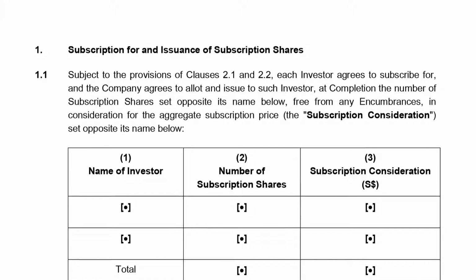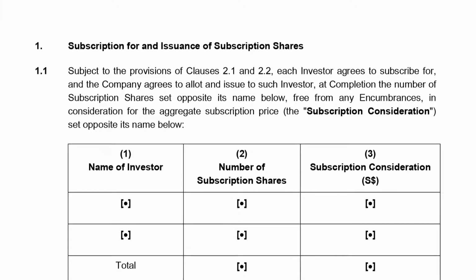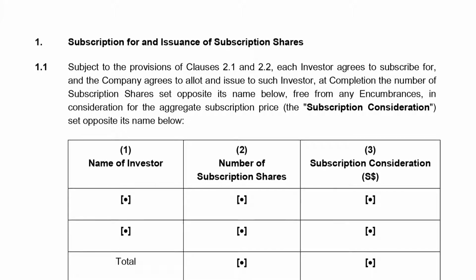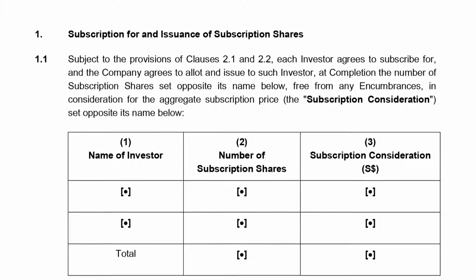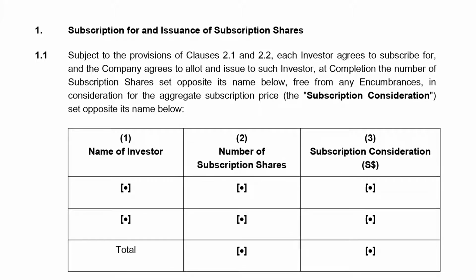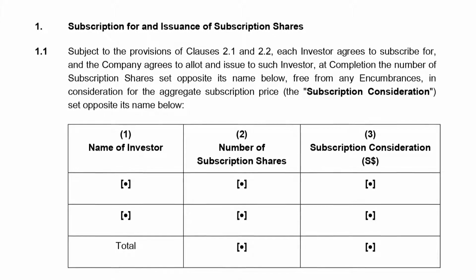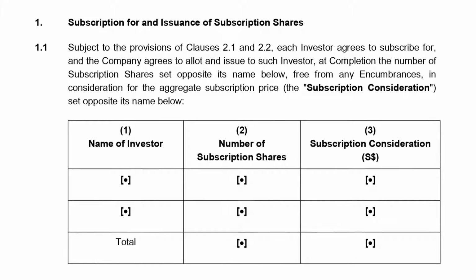This clause will provide how much each investor has to pay for the subscription of the relevant subscription shares, in the case of the VIMA documents, Series A preference shares. It also explains how many Series A preference shares each investor will receive.